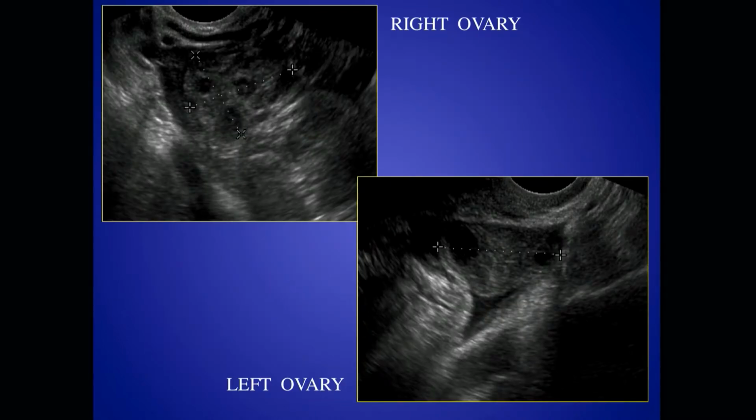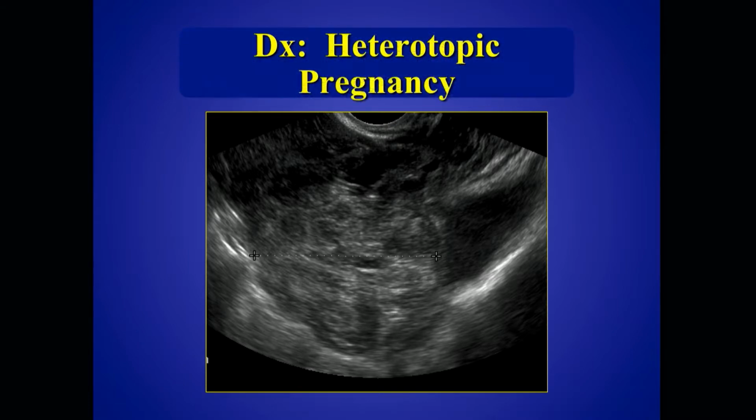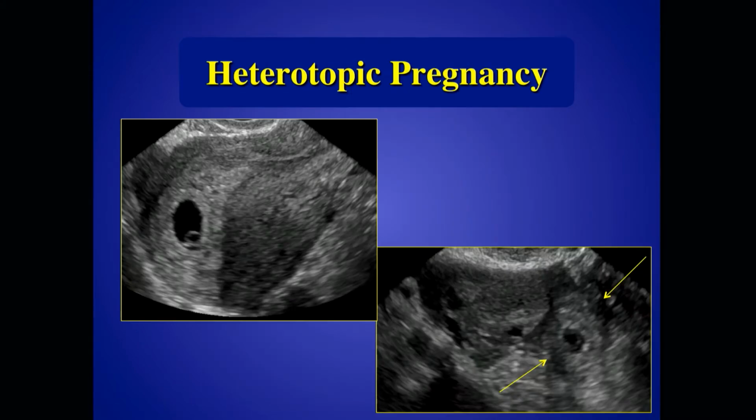And I'm looking around, here's the right ovary, lots of follicles. Here's the left ovary, a lot of free fluid. And then as I look further along the right adnexa, I see this large echogenic mass. So I see here that this is likely a ruptured ectopic in the face of someone with an IUP, so we're dealing with a heterotopic pregnancy.